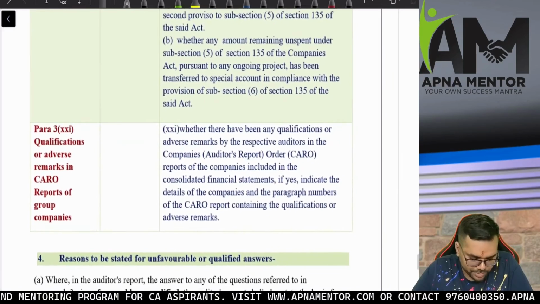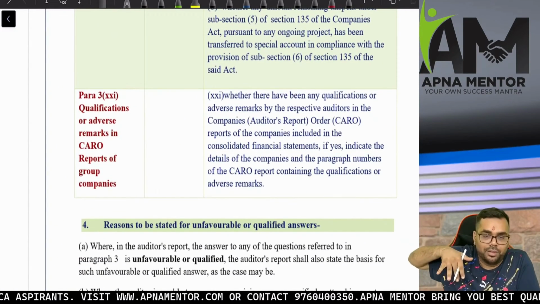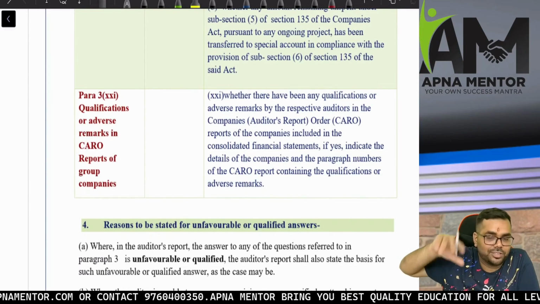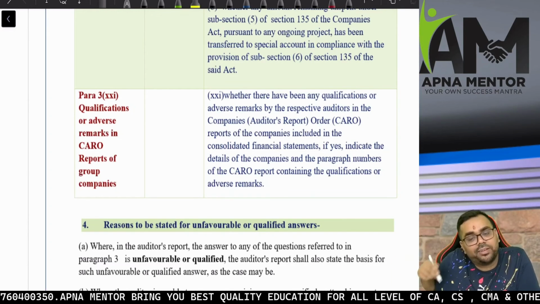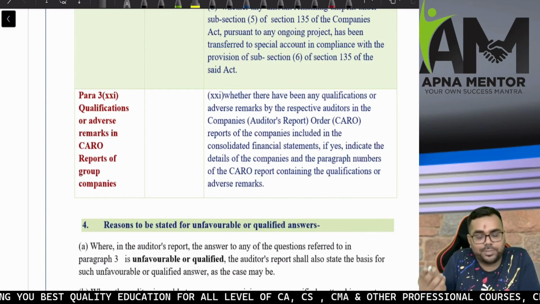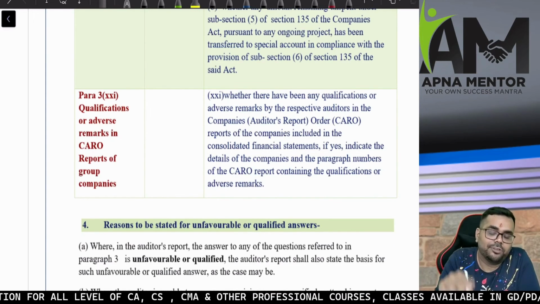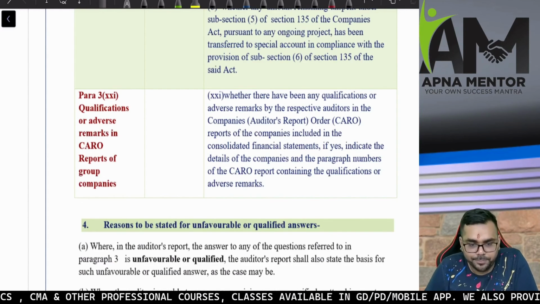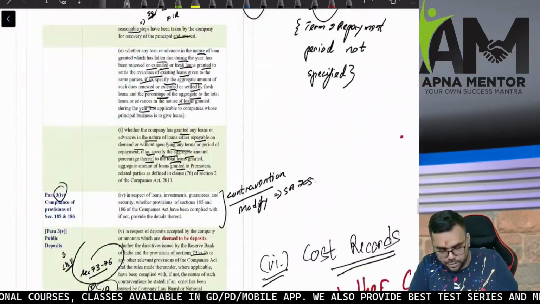And finally, clause number 21 says that till now, in all the 20 clauses of CARO, I was reporting regarding my company. Now I have to think about the children of my company. Who are the children of my company? The components, the subsidiaries, the associates. If their auditor has given any negative remark in their CARO report, I need to find out. I am the auditor of Reliance, but the subsidiary of Reliance has a negative remark in their CARO report. I need to find out under which para they have reported and what negative remark they have given. So this is clause number 21. So these are the 21 clauses that you need to remember for the purpose of CARO.